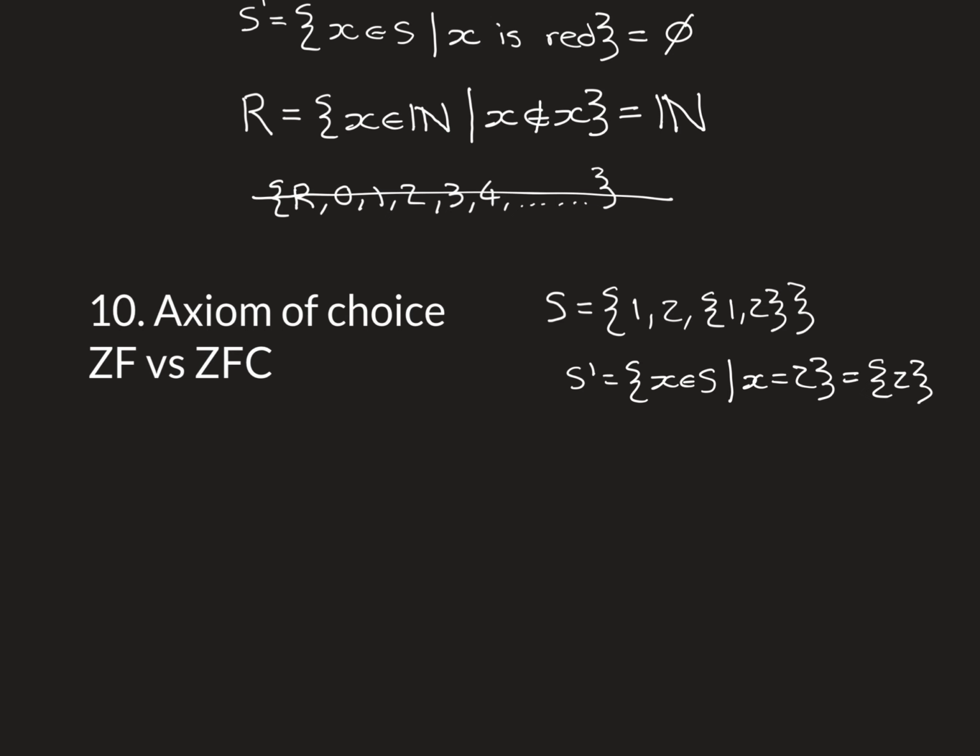So we're about to end the video. Before I end the video, I would just like to say something about the axiom of choice. This is actually axiom number 10 in Zermelo-Fraenkel set theory. We have skipped out axioms 7, 8 and 9.